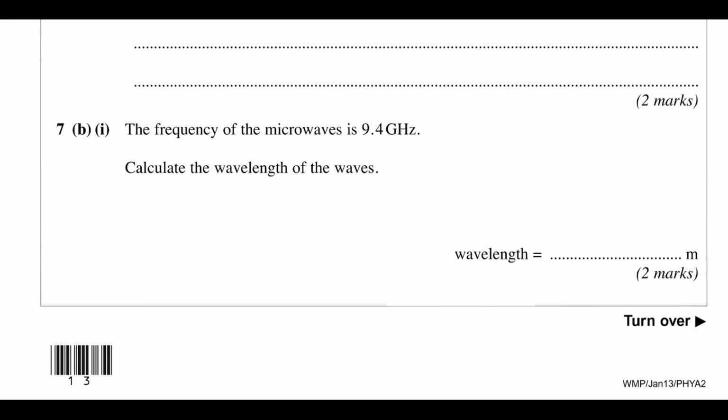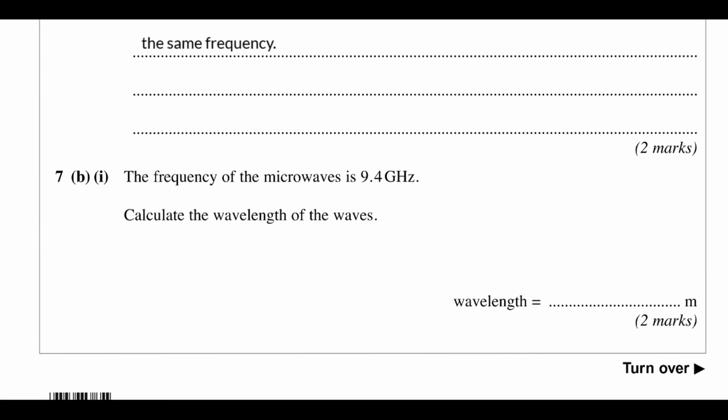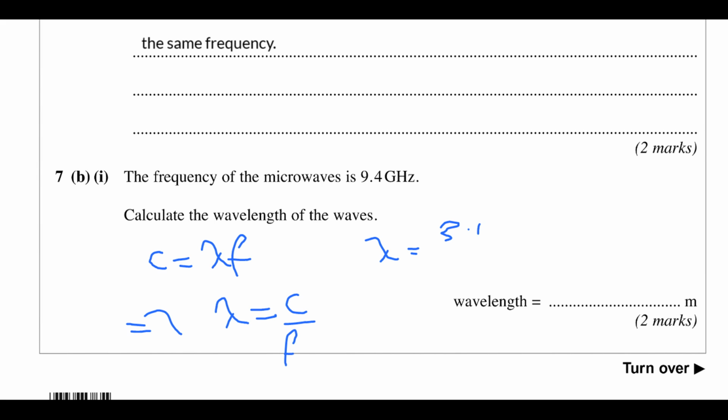So the frequency of the microwaves is 9.4 gigahertz. Calculate the wavelength. Microwaves are electromagnetic waves, so they travel at the speed of light. So your wave equation has a c in it. We want the wavelength, so it's c over f. So that's 3 times 10 to the 8 divided by 9.4 times 10 to the 9, because it's in gigahertz. And when we do that, we end up with a wavelength of 3.19 times 10 to the minus 2.